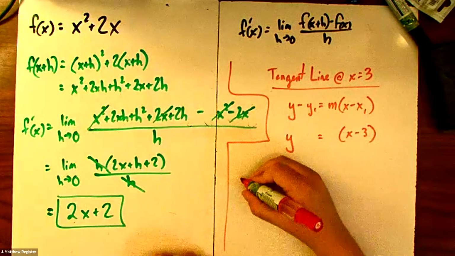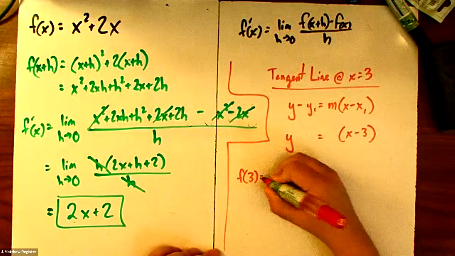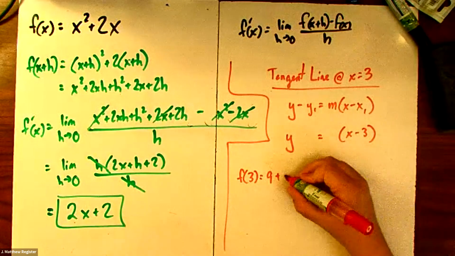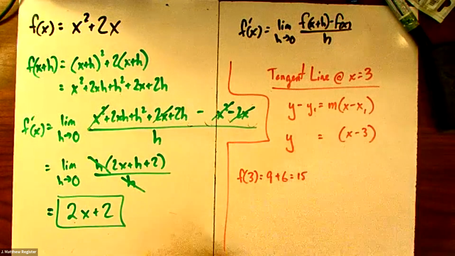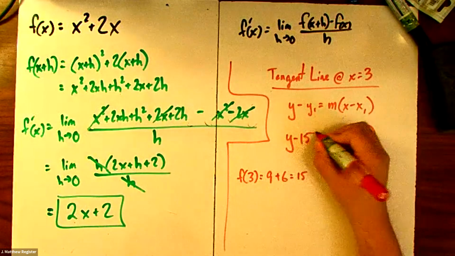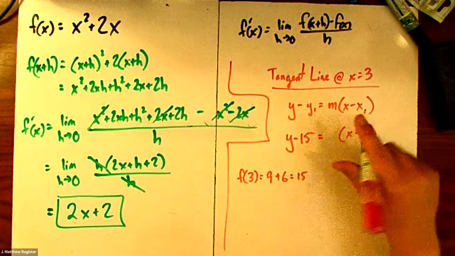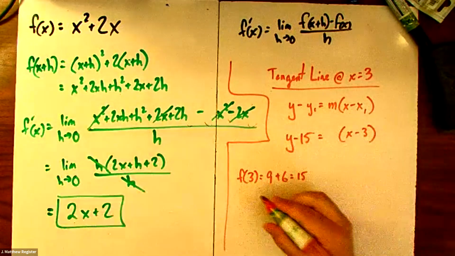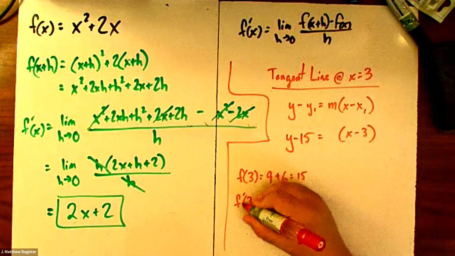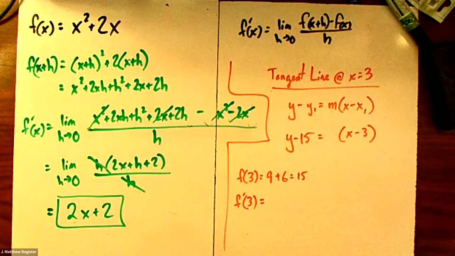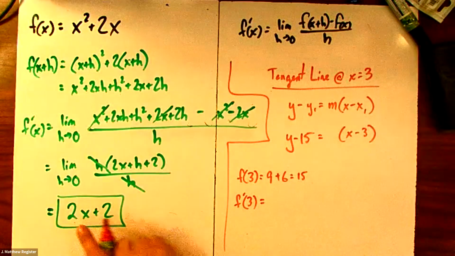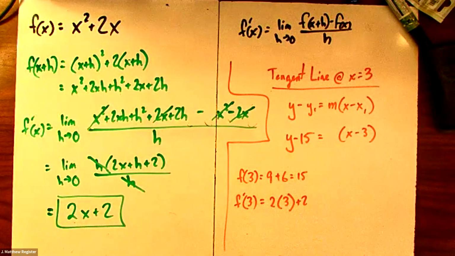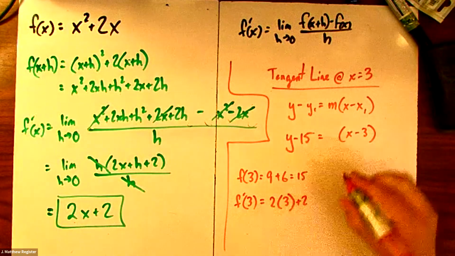And so when we plug 3 in, we get f of 3 is equal to 9 plus 2 times 3 is 6. This becomes y minus 15. And then the last thing we need is the slope. But remember, the derivative is going to tell us the slope. And so we need to figure out what f prime of 3 is. Well, f prime of 3 is going to be 2 times 3 plus 2. 6 plus 2 is 8.